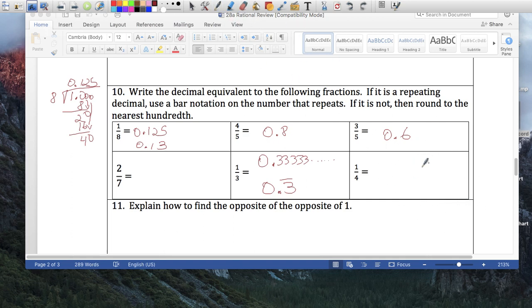1/4. Okay, 1/4 is easy. So if you have 1/4 of something, think about money. If you have $1 and you split it into 4 parts, how much would it be?